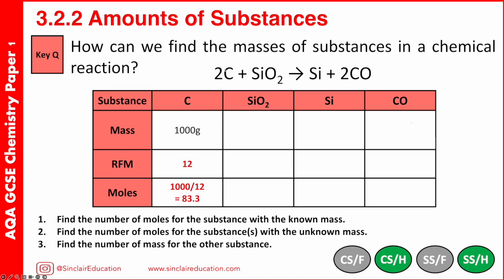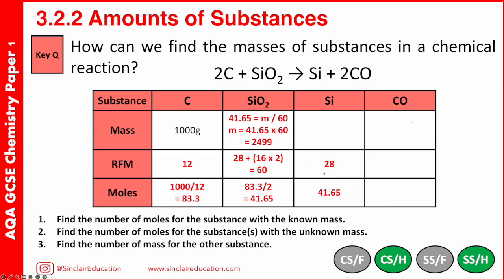Now what we know, if we look at this ratio, is we've got a 2:1 ratio. We've got double the amount of carbon. So to find our number of moles of silicon dioxide, we're going to halve this. We can find its RFM, and actually that means that we can find its mass. So we'll substitute it into our equation, moles equals mass divided by RFM. We will rearrange and then we'll find our mass. Now here we now know also that 2 moles of this makes 1 mole of this, so I'm going to have 41.65 moles of silicon.